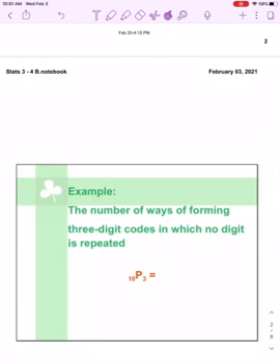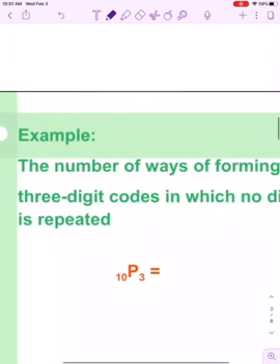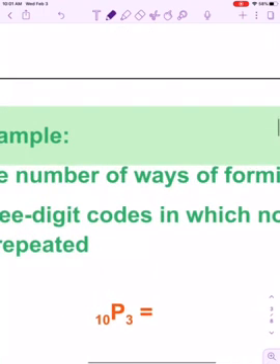So this says, find the number of ways of forming a 3-digit code when no digit is repeated. Codes, the order matters, right? You can't put a code in any which way and have it work. So we have 10 digits. We established that before, 0 through 9. Whenever you see the word digit, there's going to be 10 of them. Since it's a code, the order matters, and we're picking 3 of them.